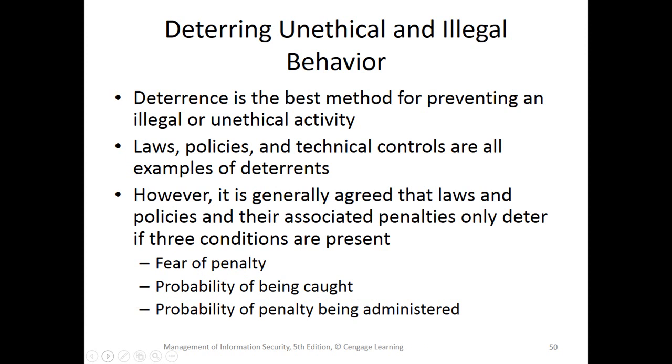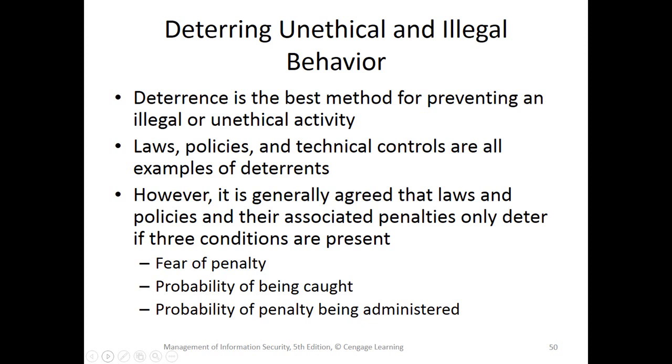So how do we deter unethical and illegal behavior? Deterrence is the best method of preventing an illegal or unethical activity. Laws, policies, and technical controls are all examples of deterrence. However, it is generally agreed that laws and policies and their associated penalties only deter if three conditions are present.